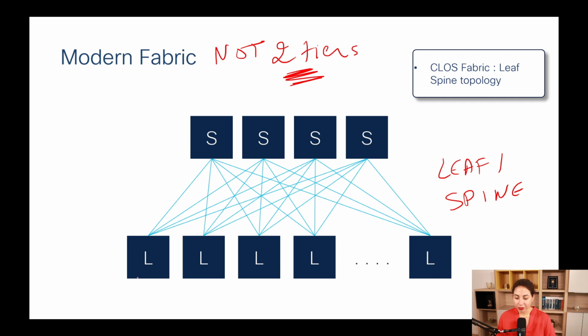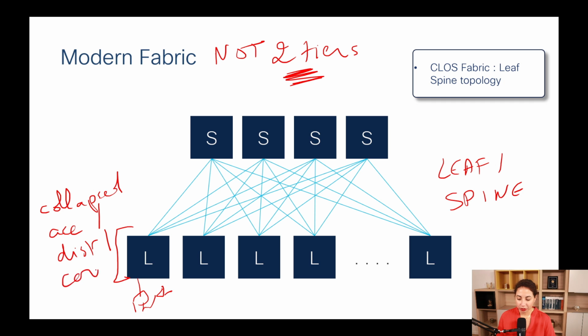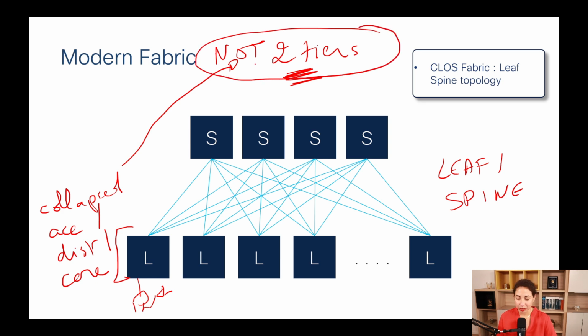The leaves are responsible for connecting the end hosts. This is a host. I know, I have never been good at drawing. The way I like to see leaves is as a kind of collapsed access/distribution/core, in comparison to the previous three tiers or two tiers. Everything that we had in our two or three tiers is implemented at the layer of the leaf.